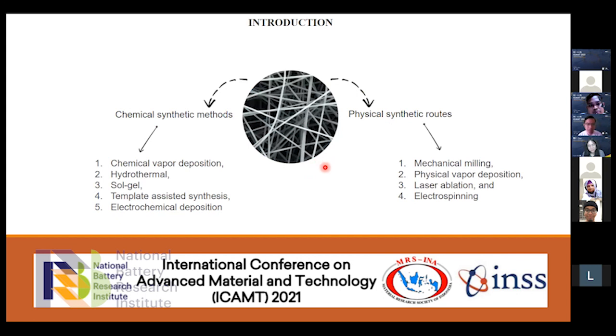Basically, the manufacture of nanofibers can be divided into two different methods. First is the chemical synthetic method, including chemical vapor deposition, hydrothermal, sol gel, template assisted synthesis, and electrochemical deposition. And the next is the physical synthetic routes, including mechanical milling, physical vapor deposition, laser ablation, and one of them is electrospinning.